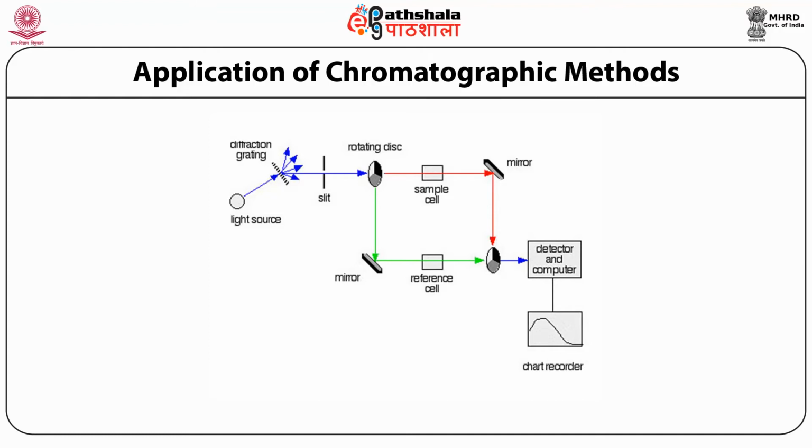Then this beam of light is split and one beam passes through the reference cell that contains the blank or the distilled water to subtract the impurities present in the reagent solvent, and the other beam is passed through the sample cell which contains the absorbing sample, so that the sample absorbs the UV visible radiation, and the transmitted light is detected by the detector. Generally phototubes or photomultiplier tubes are used here as a detector.